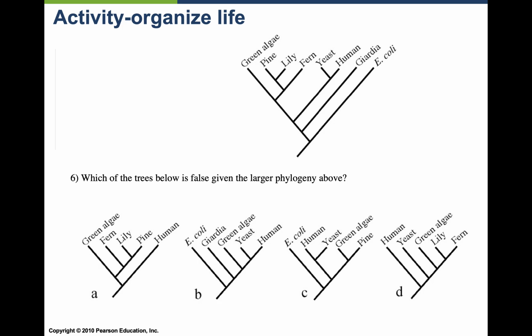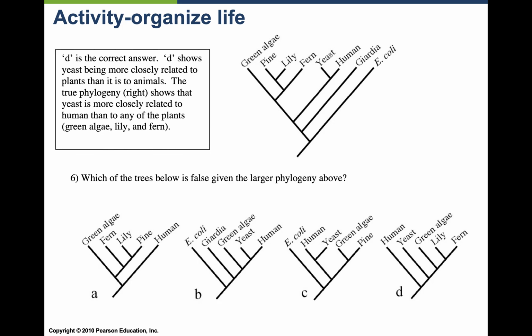Hit the pause button if you can. Okay, so here's the answer. D is the correct answer. D shows yeast being more closely related to plants than it is to animals. The true phylogeny shows that yeast is more closely related to humans than any of the plants. Okay, so that should make sense to you. As we trim things down, this is the only one here that doesn't really make sense.